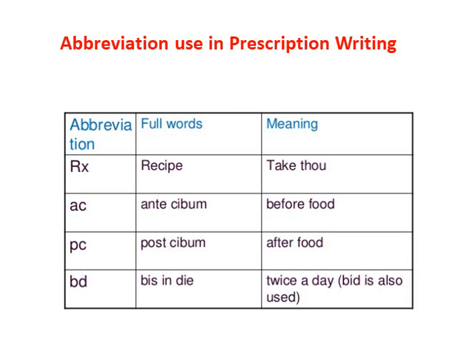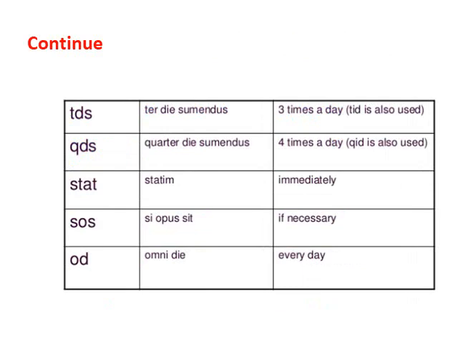The next one is BD, sometimes abbreviated or written as BID, meaning bis in die, twice a day. Then TDS, ter die sumendus, or sometimes written as TID, thrice a day, 3 times a day. Then QDS, quater die sumendus, or QID, so you have to take it 4 times a day. Then STAT, which is derived from the Latin word statim, which means you have to take this type of drug immediately, quickly. Then SOS, meaning if necessary, such a drug you take only if needed.